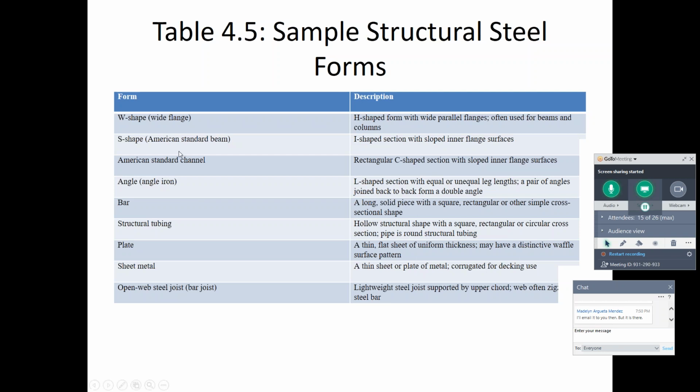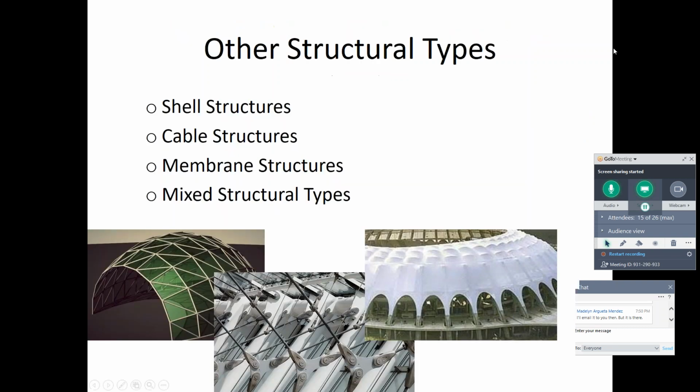forth. The one we're most familiar with is the American Standard beam, the I-shaped section with sloped inner flanged surfaces. And then also at the bottom, we see quite a few of the open web steel joist bar joists, the lightweight steel joist supported by the upper chord webbed with often zigzag steel bar. And we'll look at a few configurations of types of steel structures later in the PowerPoint.